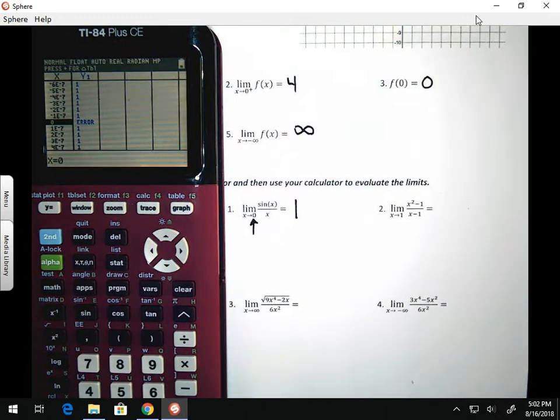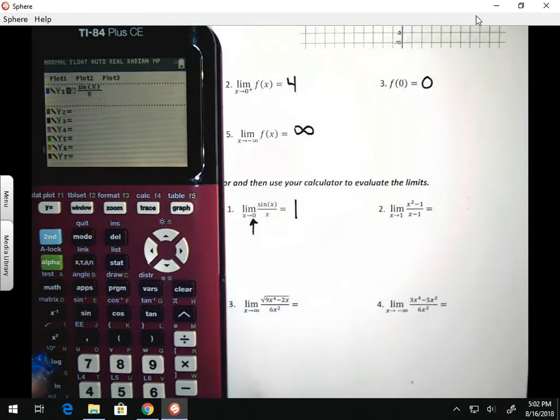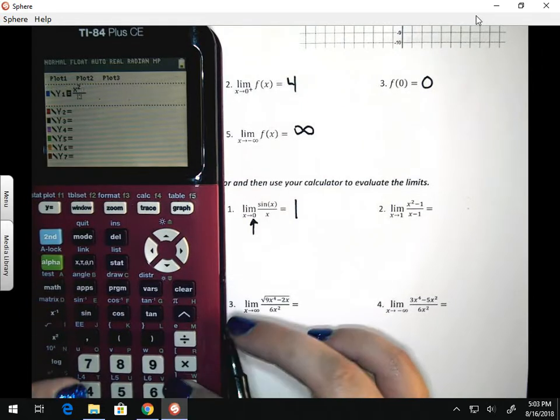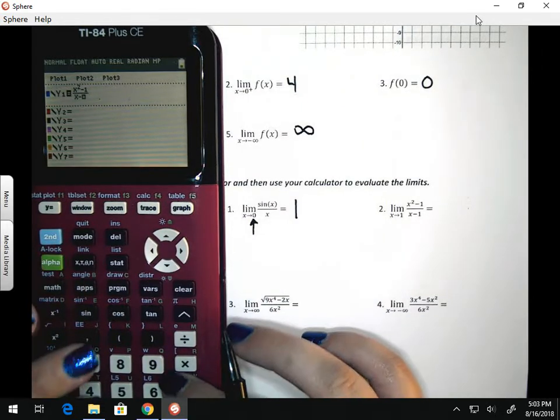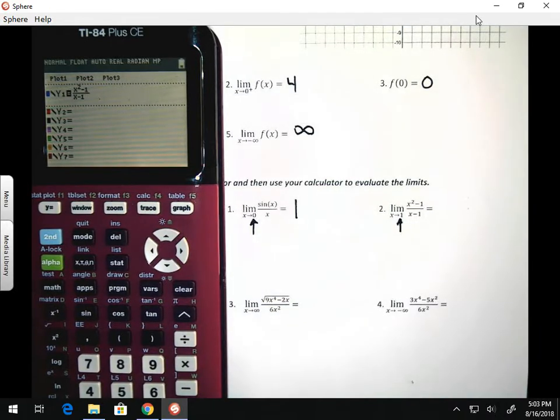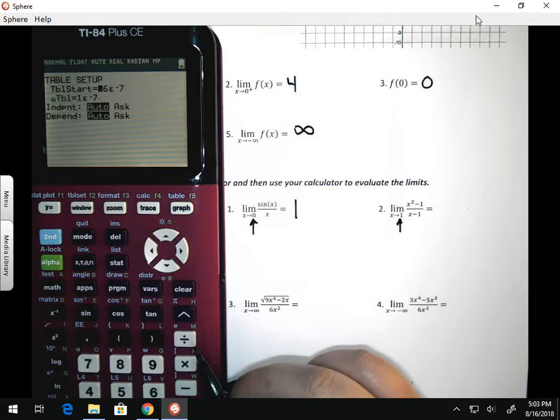Okay, then we're going to do the same thing here. So let's plug in this function. So y equals x squared minus 1 over x minus 1. And now when I go to my table set, I'm going to want my table to actually start at the number 1. So hit second window, and we're going to start at 1.